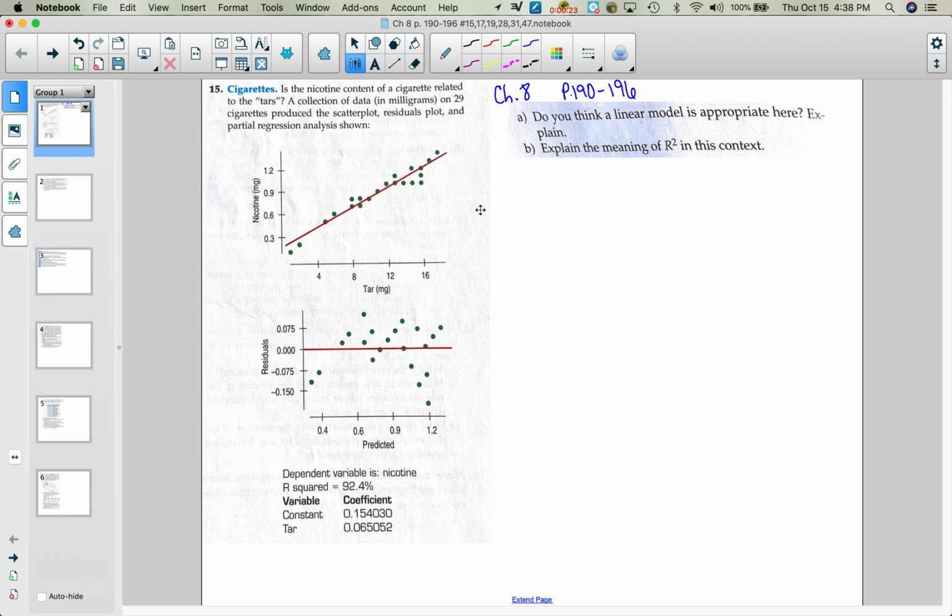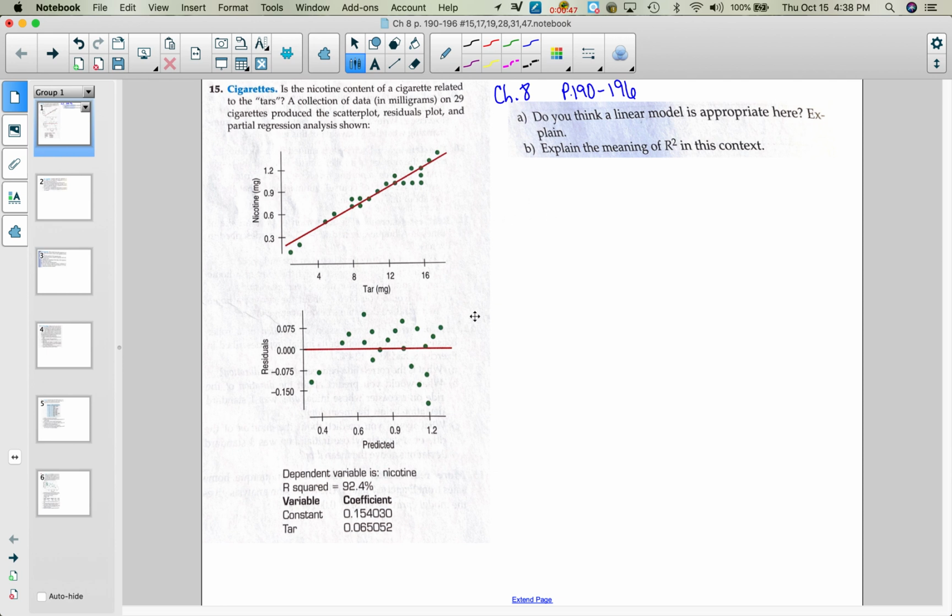So this first problem, number 15, is the nicotine content of a cigarette related to the tars. Now, I'm not claiming to be an expert on cigarettes, so I'm not quite sure how the whole tar thing might be connected, but here we have the data. So we'll look at the data. A collection of data in milligrams on 29 cigarettes produced the scatter plot, residuals plot, and partial regression analysis shown.